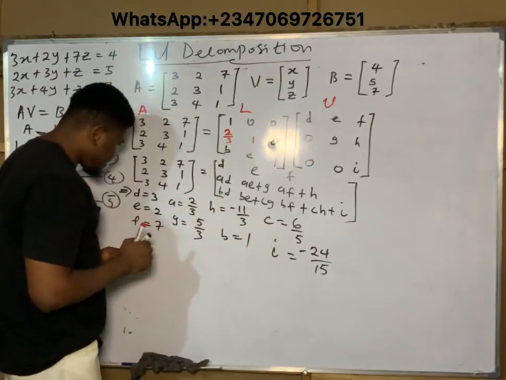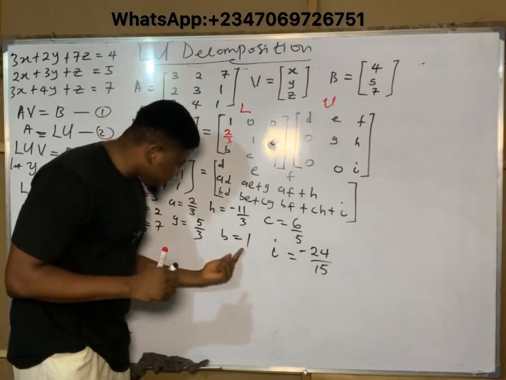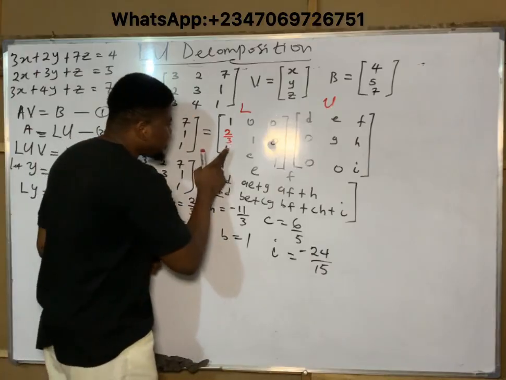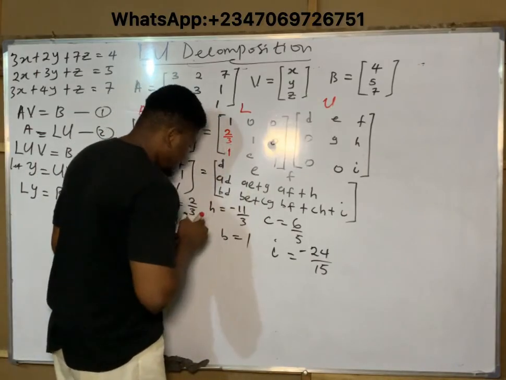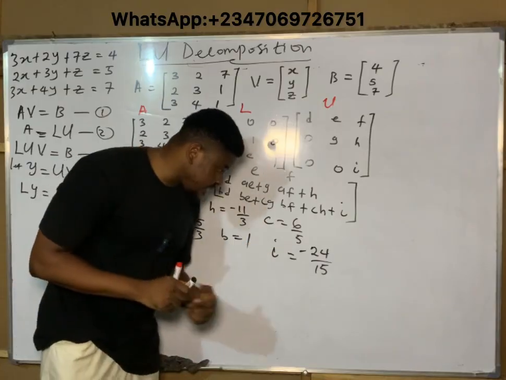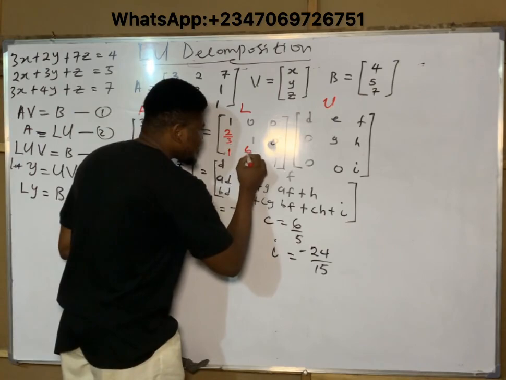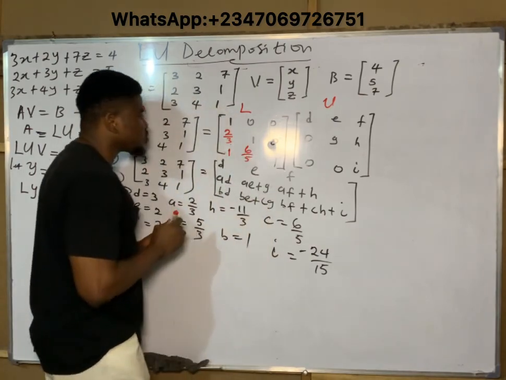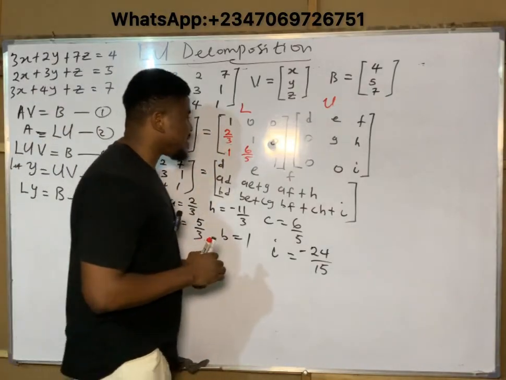Then I have B. B gave me 1. So in place of B here, we have 1. Then I have C. C gave me 6 over 5. So in place of C here, we have 6 over 5. So now we know the elements in the lower matrix. We move to the upper matrix.